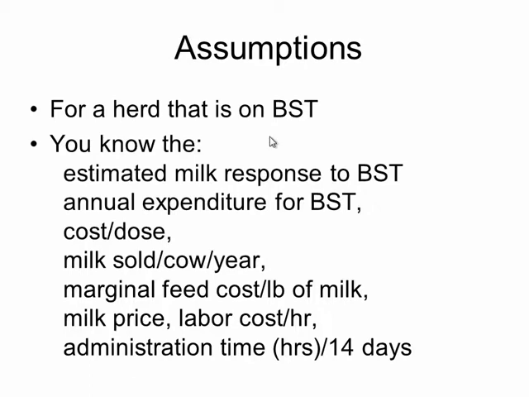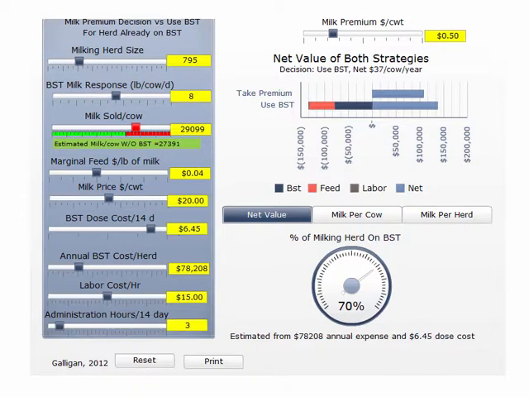Once one has this information, one can enter it into the analytic. You can see here on the left we have all of the parameters. So one enters the herd size, the milk response, the pounds of milk sold, the marginal feed cost per pound of milk, the milk price, the price of a dose of BST for a 14-day interval, an annual cost of BST that the herd has used historically, and the labor cost and the administration time.